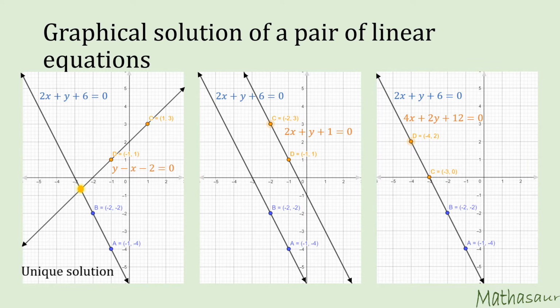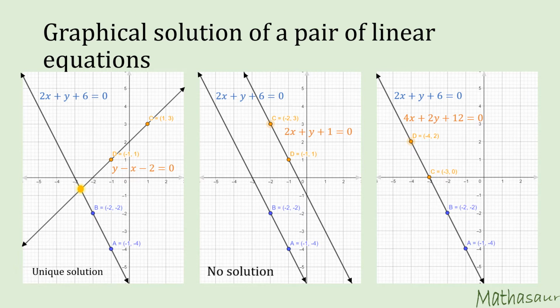Now the first case, where the two lines are intersecting each other, the point of intersection represents the solution to these two equations, which means that the coordinates of the point of intersection would satisfy both the equations. Since there is only one point of intersection, there is only one solution. So we call it unique solution.